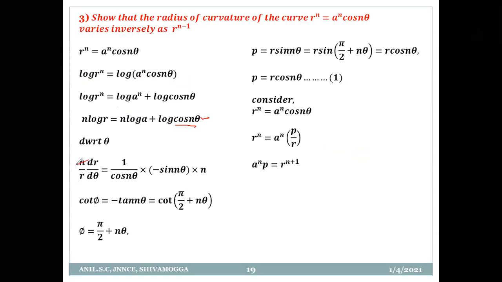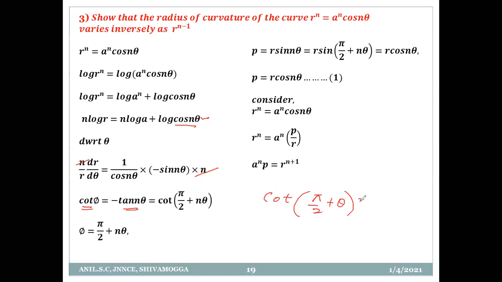Here n is common in both the terms. Divide the equation throughout by n. 1/r into dr/d theta is denoted by cot phi. This is equal to minus sin n theta divided by cos n theta, which is minus tan n theta. Now this is to be converted into cot. We know that cot(pi/2 plus theta).